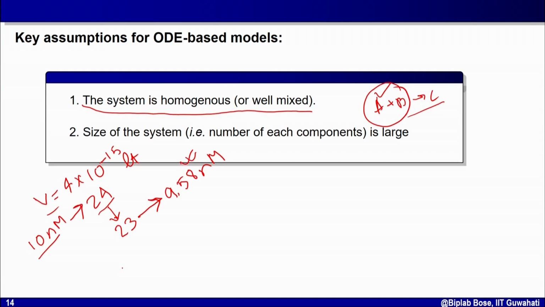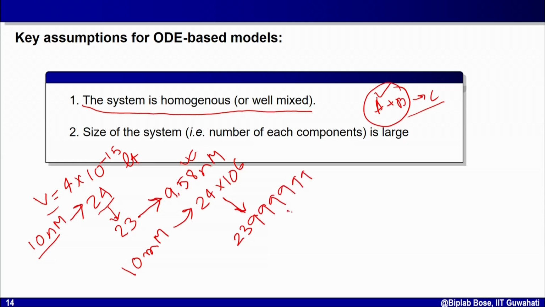Now imagine in the same volume, if I have 10 millimolar of A, that is equivalent to almost 24 into 10 to the power 6 molecules. So now if one molecule of A reacts, that becomes 2399999, and this is equivalent to 9.9999958 millimolar or similar to that.